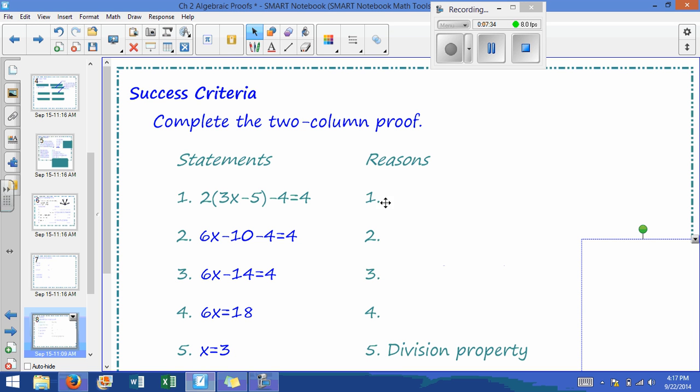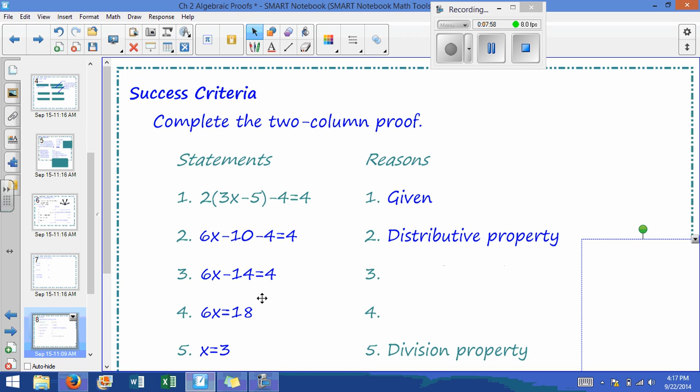So let me just explain that all over again when I go to the reasons column here. Well, reason 1 always is given because they gave us, this is the problem, go ahead and start it. Next, what I did from statement 1 to statement 2 is I distributed. So again, I said you can take a shortcut and just write distributive property. You don't have to write distributive property of equality.